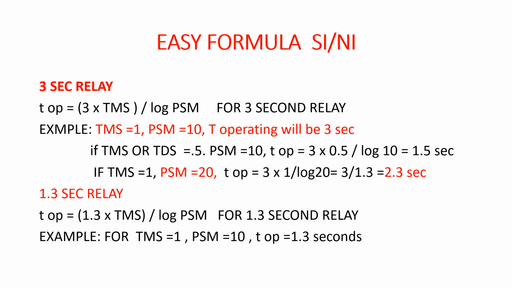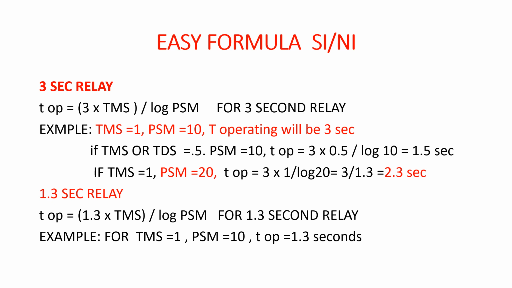Now here in the third line I have changed the PSM. TMS is 1, PSM I have made 20 times, meaning the fault current is 20 times the rated current, then operating time will become 3 into 1 divided by log 20. So log 20 to the base 10, from the calculator I got 1.3. So 3 divided by 1.3 you will get 2.3 seconds. Now see the time has reduced when the fault current is 20 times, and it was 3 seconds when it was 10 times. So this is the inverse time relay.